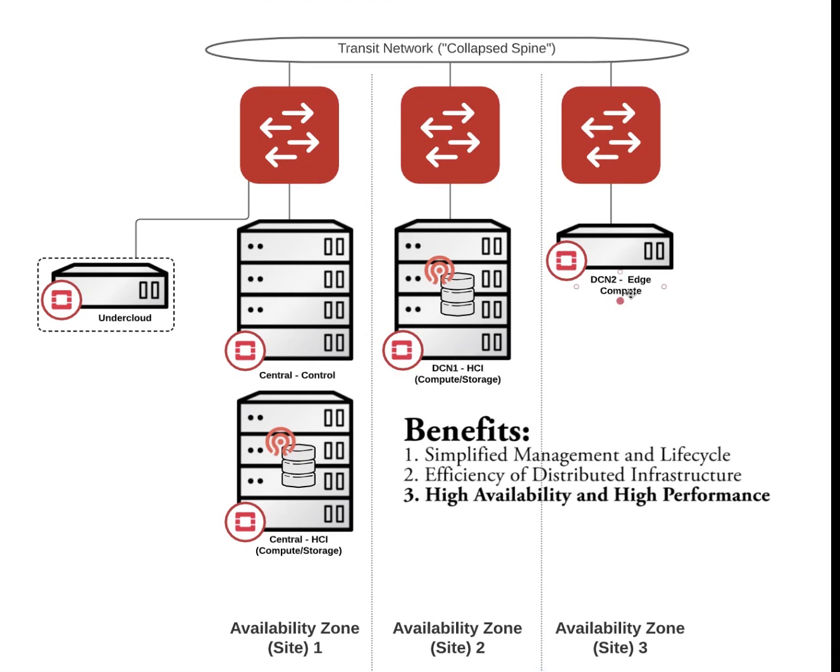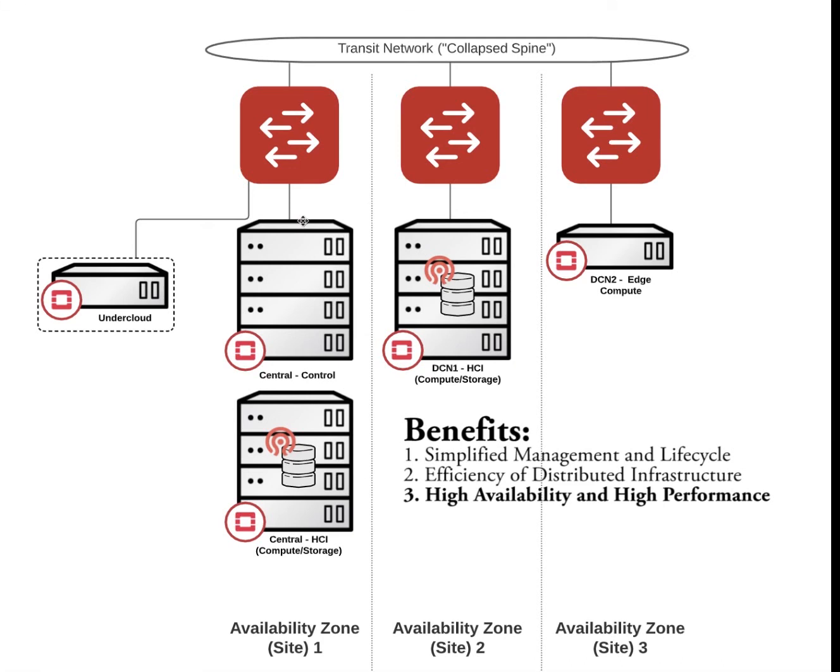Let's say the edge compute, this DCN2 location, is causing all types of havoc, maybe by a noisy neighbor or some network storm that is being created. Because of this architecture that we've developed, each of these zones is its own failure domain from the networking perspective, and storage as well. So any problems encountered at this site would not affect our availability zone 2 or availability zone 1.